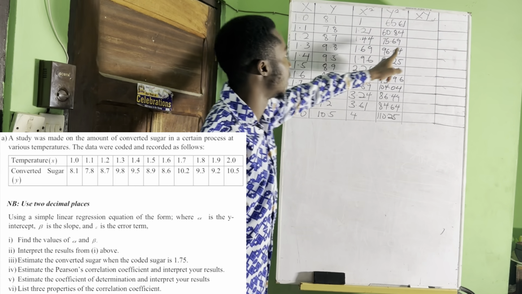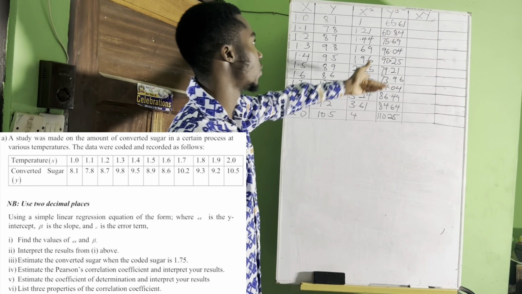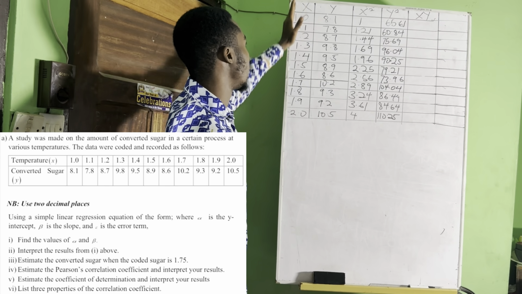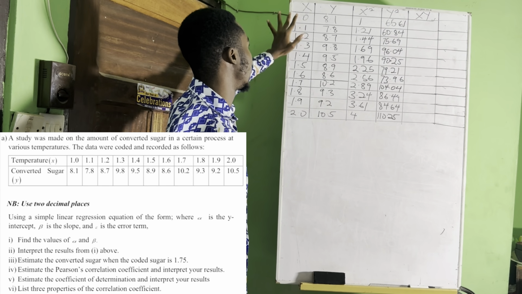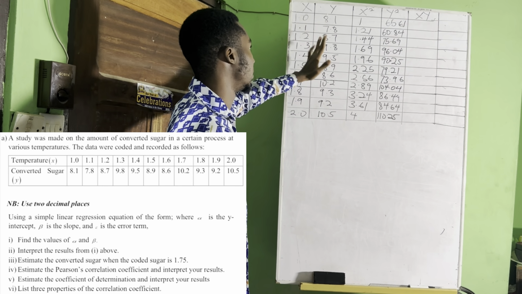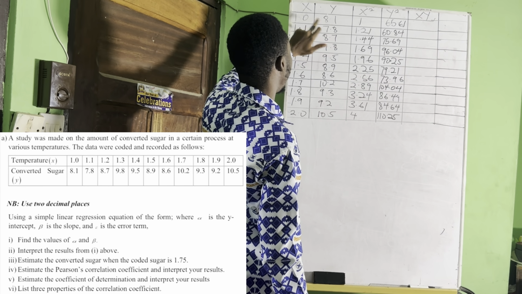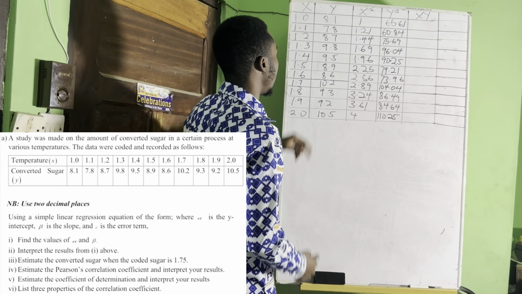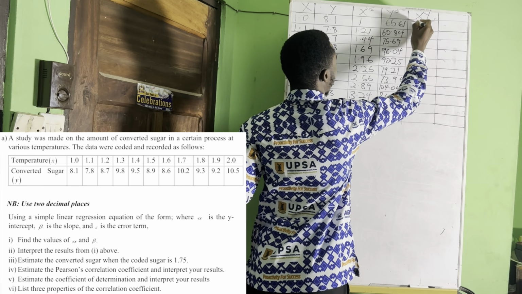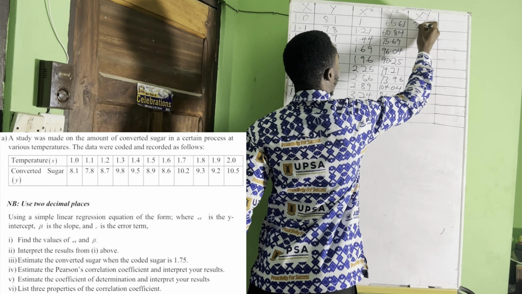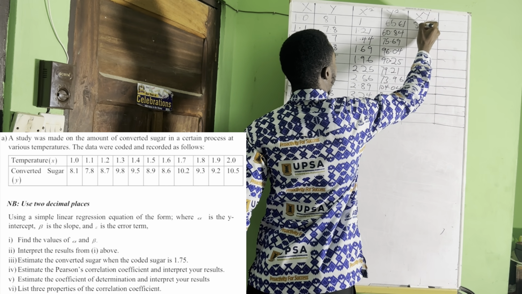Now we find the last one, which is xy. So xy means x times y. These are your x values, these are your y values. So this times this, this times this, this times this, all of them. We start with 1.0 times 8.1. 1.0 is the same as 1, so 1 times 8.1 will obviously give us 8.1.